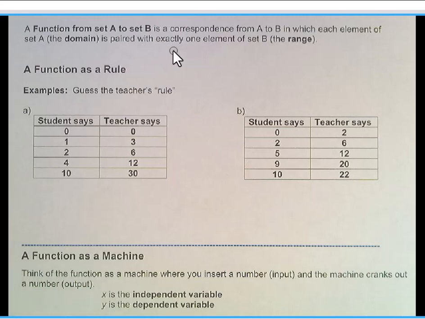So what is a function? When people say, oh, f of x or a function of x, what do they mean when they say a function? So this section is going to be all about the different ways we can represent functions.